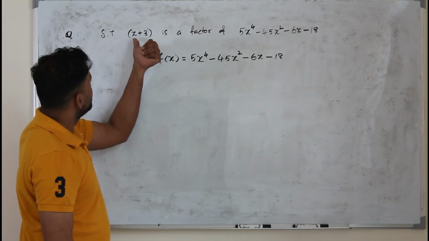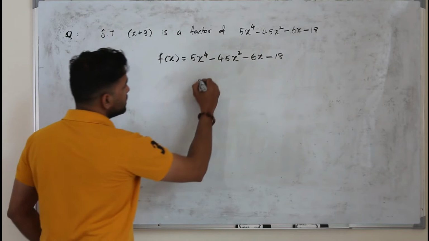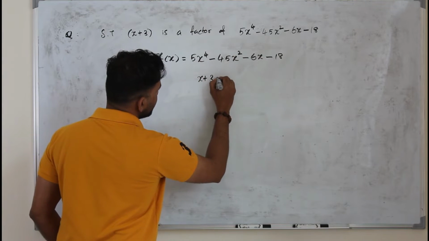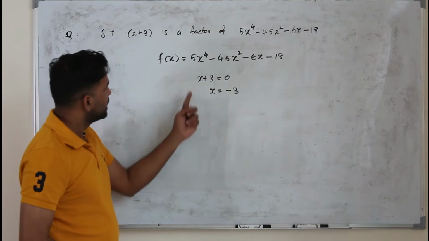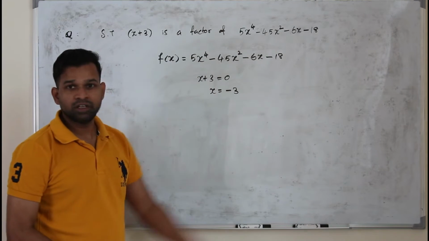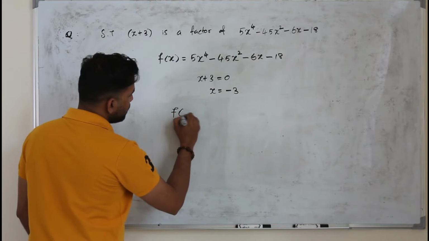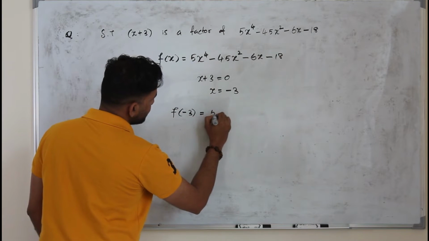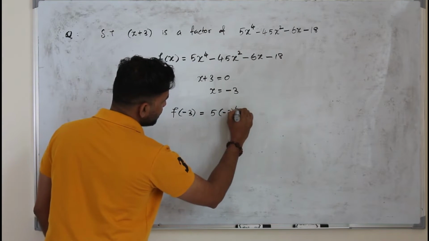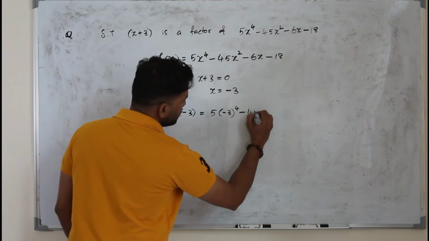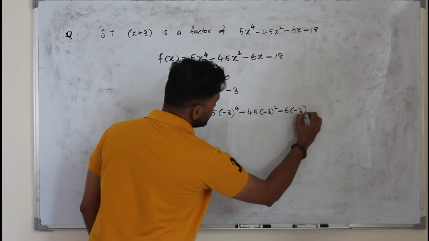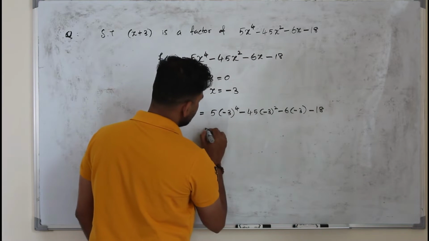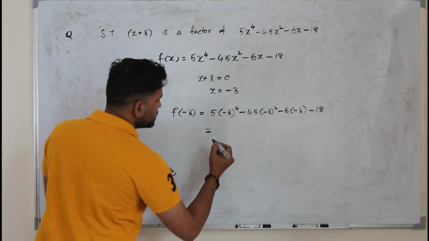And we are going to prove x plus 3 is a factor. If x plus 3 is a factor, take it as equal to 0. X is minus 3. Now replace x by minus 3 in the whole function. F of minus 3 will be 5 times minus 3 to the power 4, minus 45 times minus 3 square, minus 6 times minus 3, minus 80. So my answer is 0.